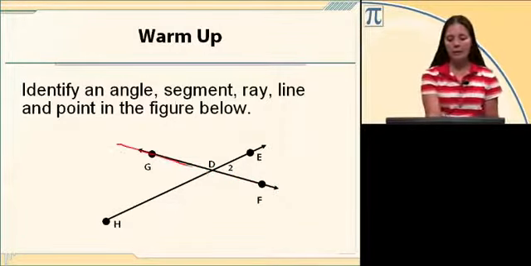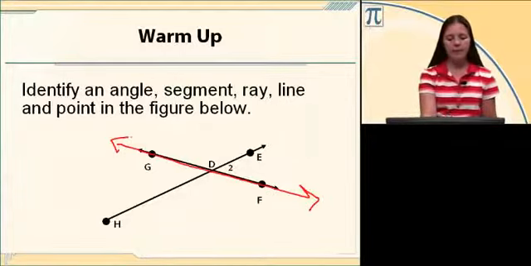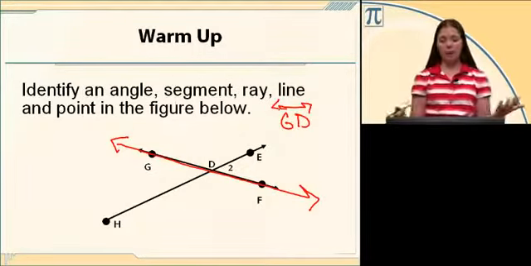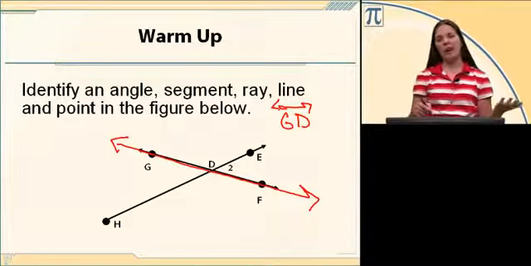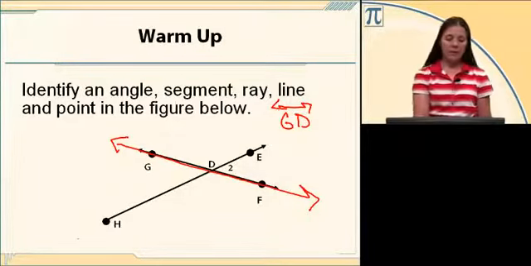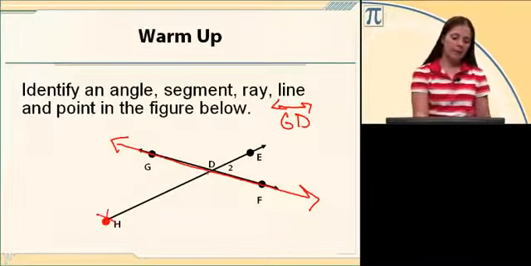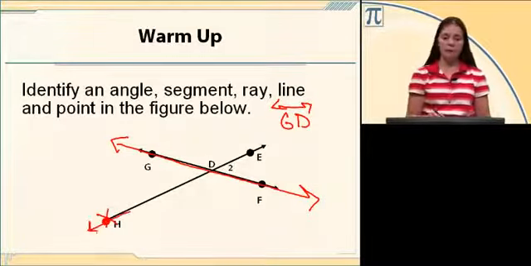There's 1 line in this drawing, and that line is the one I just traced over. You can name it GD, double arrow on the top, showing that it goes in both directions forever. You could name it DG, you could name it DF, or FD, or you could name it GF and FG. The other item on this drawing is not a line because it has an endpoint. Notice that it stops at H. So HD, although we would love to call it a line, it's not a line because it has this endpoint. It does not continue in both directions forever.